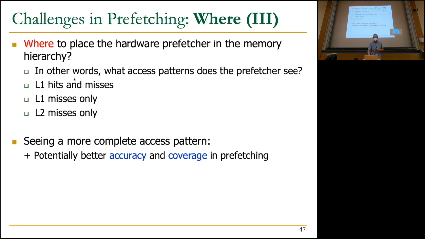Okay, so I already said this, but as you place the prefetcher closer to the processor, you see a more complete access pattern. This could lead to potentially better accuracy and coverage in prefetching. We're going to define especially coverage later. Basically, you can do better. You can design a better prediction algorithm.